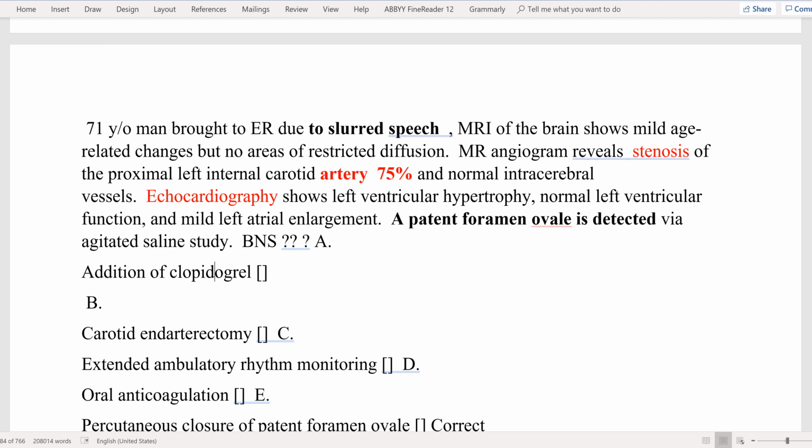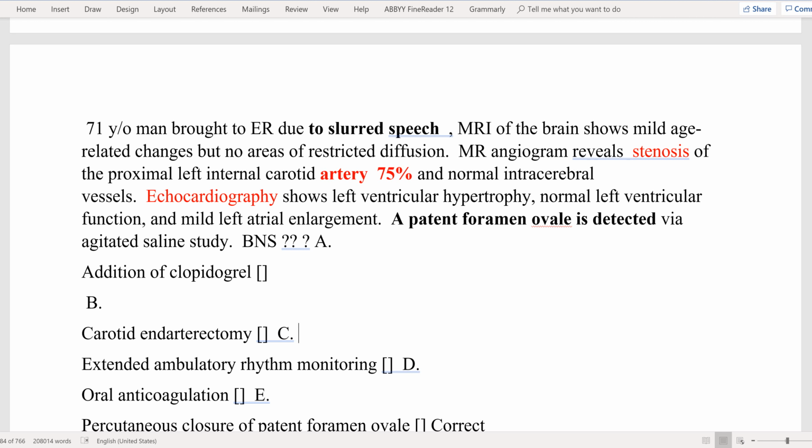Okay, why not anticoagulation? This one is used for atrial fibrillation, left ventricular thrombus, not for stenosis. Why not anticoagulation? This one, we use it in atrial fibrillation, warfarin. This patient, not strokes. Yeah, he has mild left atrial enlargement.